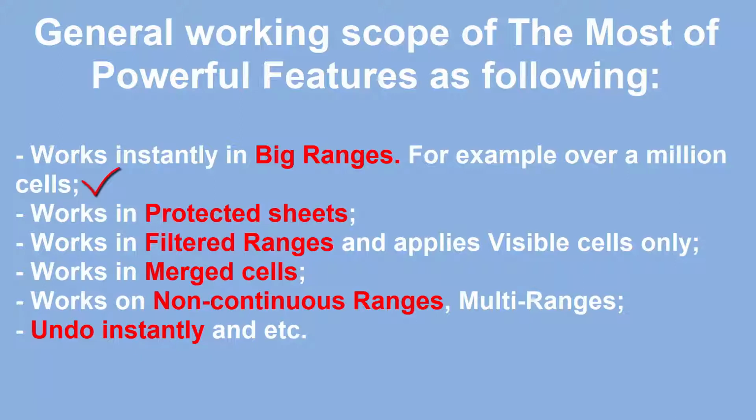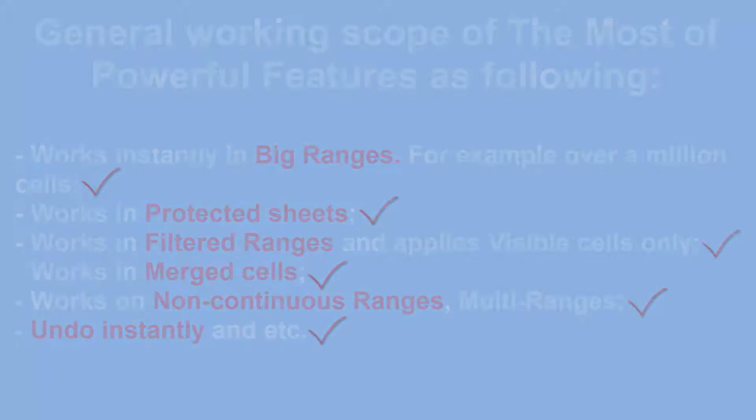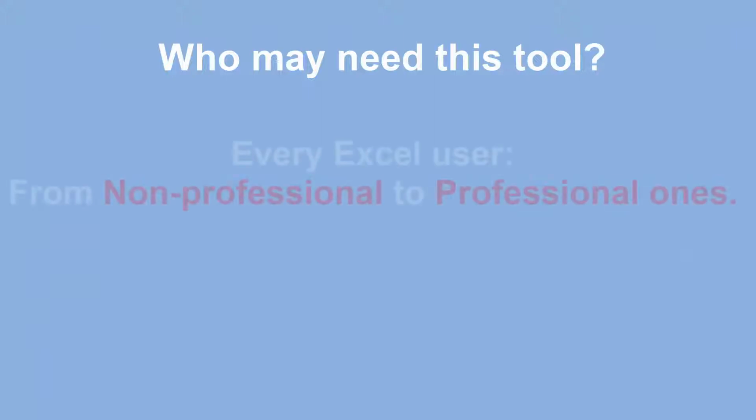Works instantly in big ranges, for example, over 1 million cells. Works in protected sheets. Works in filtered ranges and applies to visible cells only. Works in merged cells. Works on non-continuous ranges, multi-ranges. Undo instantly, and so on.